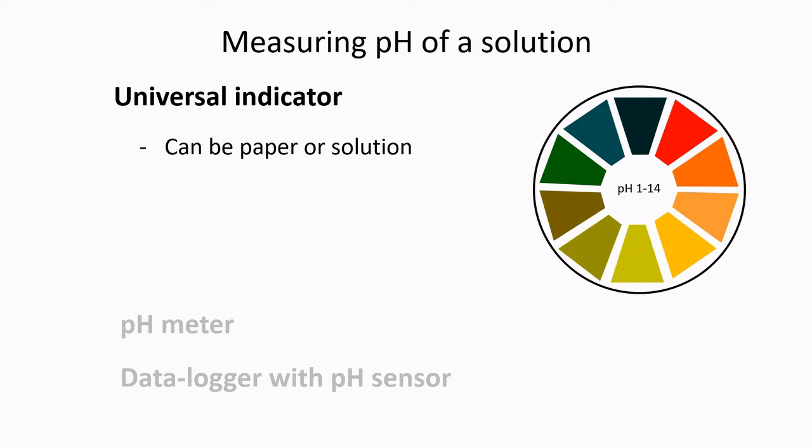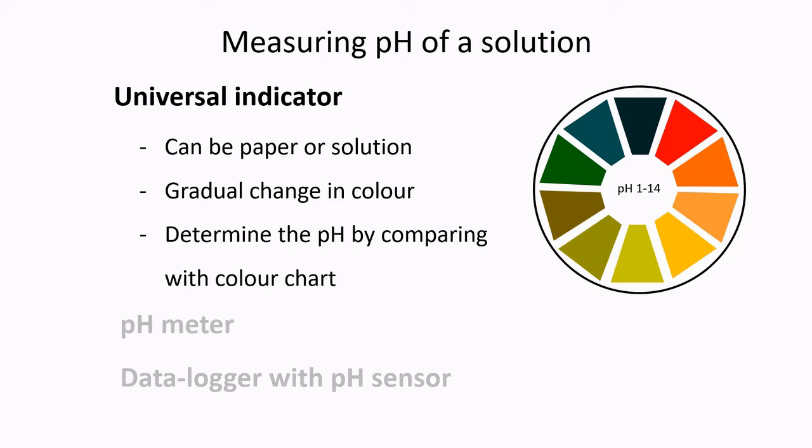Universal indicator paper is sometimes called pH paper because it can indicate a wide range of pH by giving gradual changes in color. Universal indicator usually comes with a pH color chart. After testing a substance with the universal indicator, either in paper form or solution form, we compare the color produced with the pH color chart and determine the approximate pH of the substance.